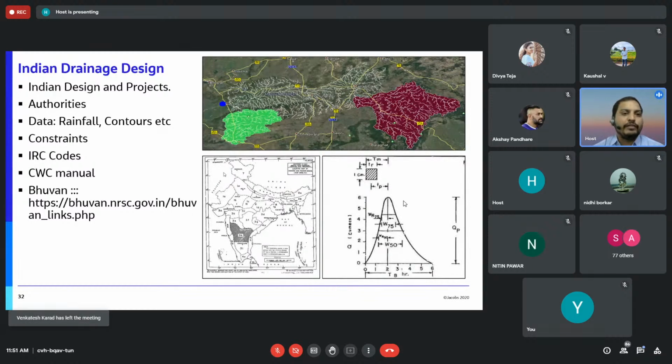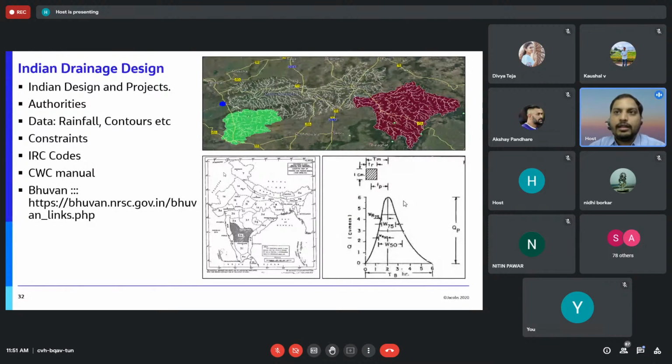Normally, when we consider the authorities for roads, we have the NHAI, the State Highway Department, and the PWD. If we are going for township projects, smart city projects, we have SIDCO or the National Housing Board. They have their own standards and specifications that we need to follow.